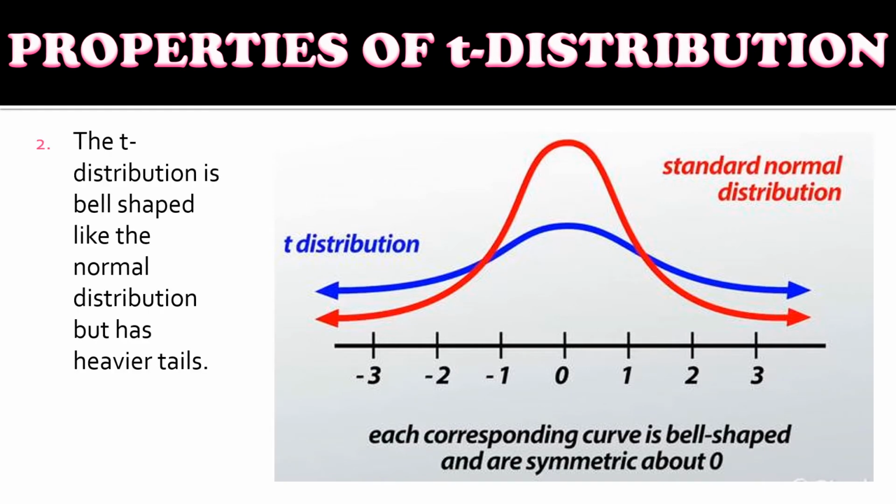So next property, the t-distribution is bell-shaped like the normal distribution but has heavier tails. From the graph, you can see the red one is the standard normal distribution and the blue one is the t-distribution. If you compare the tails, from the blue graph up to the horizontal line, it's thicker compared to the red one, which is the standard normal distribution. Each corresponding curve is bell-shaped and also symmetrical about 0. That's the property of both the t-distribution and the normal distribution.